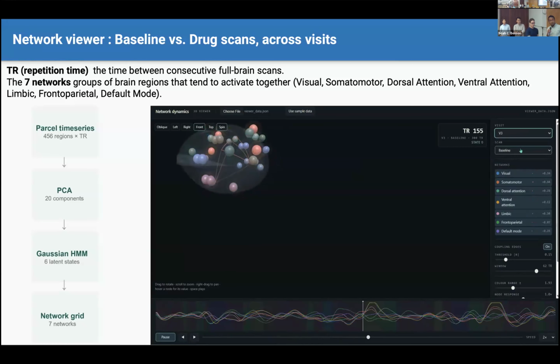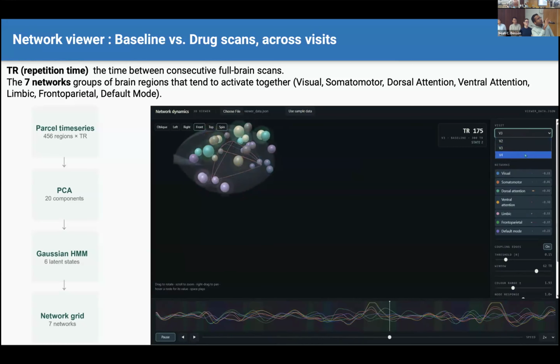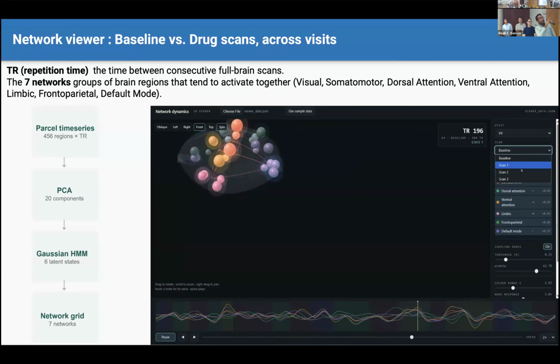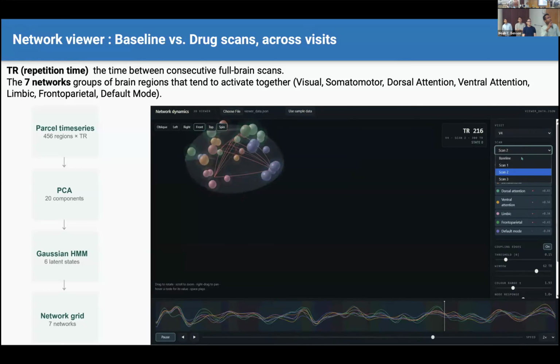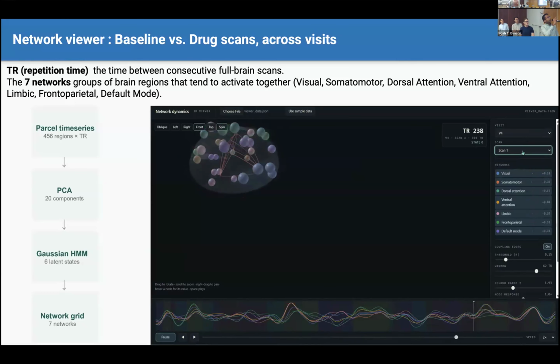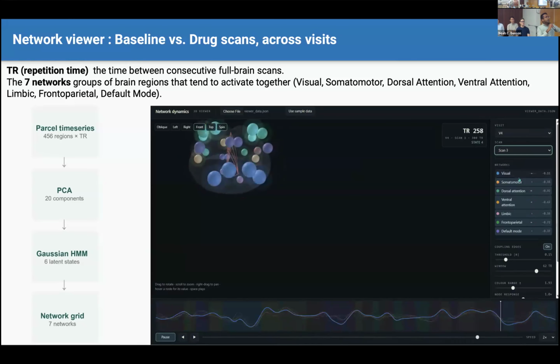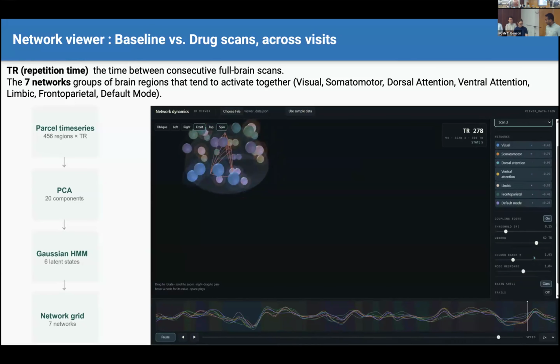Yeah. And one more thing, these 7 networks are connected with, basically, we have 456 parcels, which I forgot to mention. They are basically divided into 7 networks, as you can see over there.